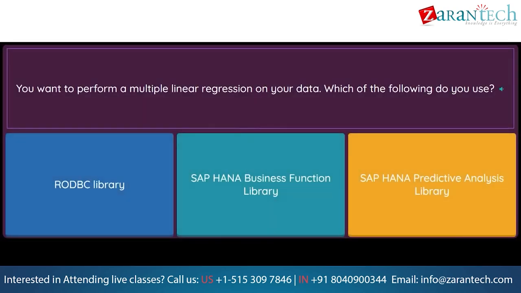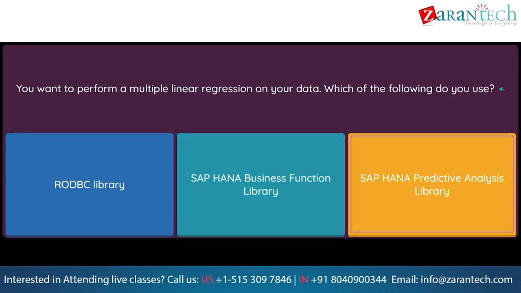Question: You want to perform a multiple linear regression on your data. Which of the following do you use? Option 1: RODC Library. Option 2: SAP HANA Business Function Library. Option 3: SAP HANA Predictive Analysis Library.